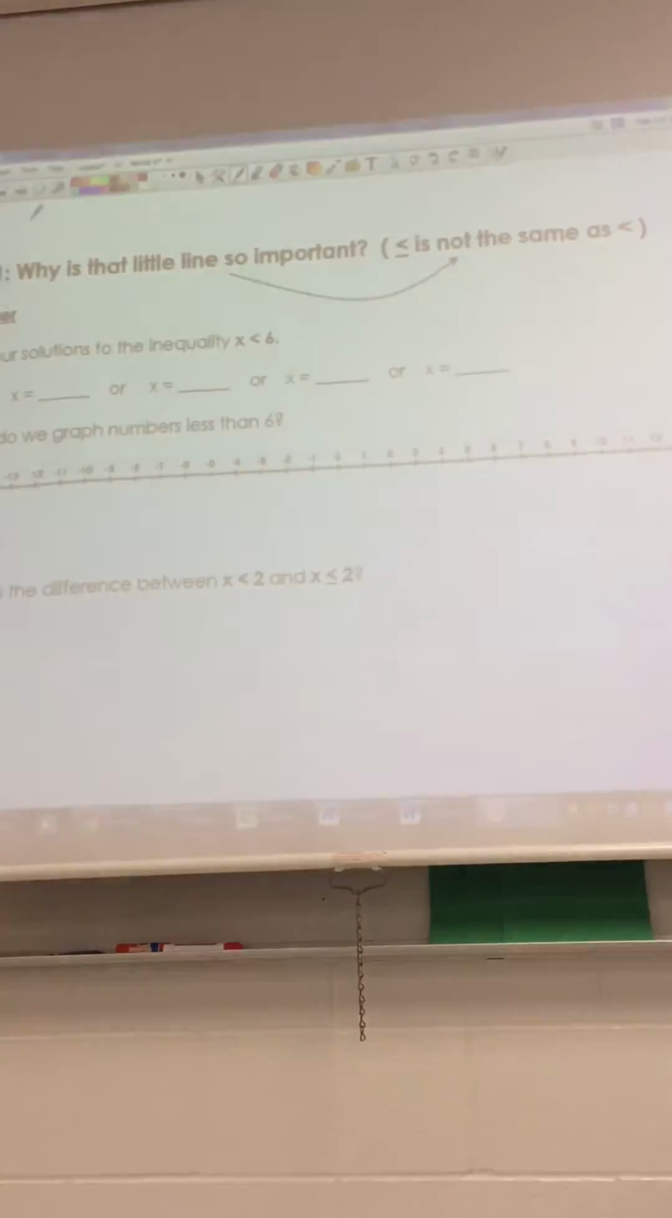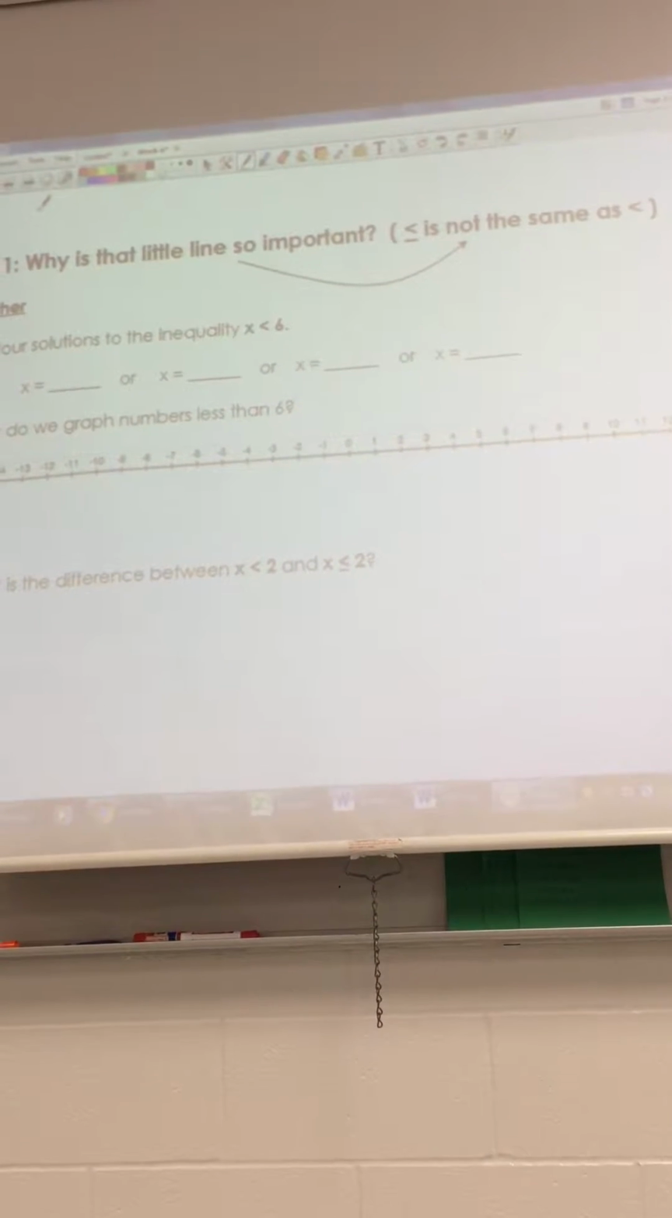So, looking at this, it says, why is it important? Why is that little line so important? What does that line right there mean?